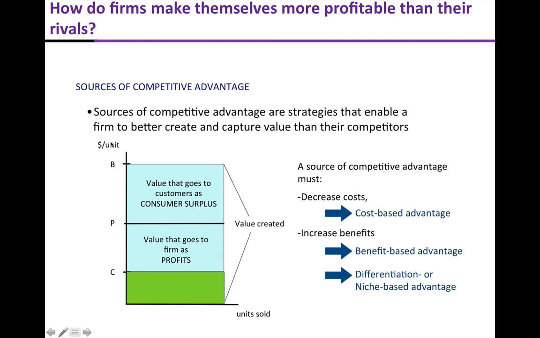Now let's think about sources of competitive advantage. So let's think about these three textbook strategies here. The first source of competitive advantage can be if a firm decreases costs relative to its competitor. So this is considered a cost-based advantage. Another source of competitive advantage is if a firm can increase the benefits relative to its competitor, or find a differentiation-based advantage. Now let's walk through each of these using this framework so we understand what we're talking about here.